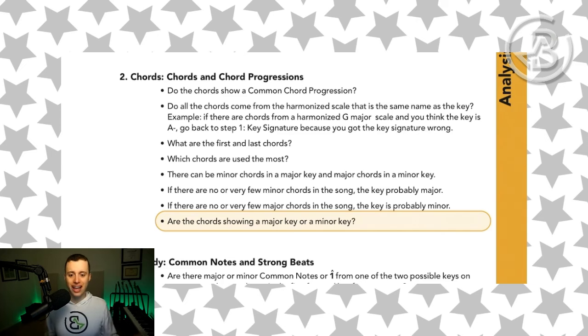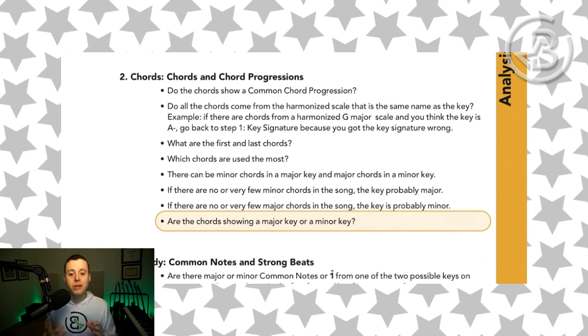So what are the first and last chords? Remember that example from the last lesson where we had the A minor as the first and last chord? That was really important to figure out the key of the piece of music. Ask yourself, which chords are used the most? Again, in the last lesson that you just watched, there were two A minor chords. There were no C major chords. So to think of it as being in the key of C major was very unlikely because of that.